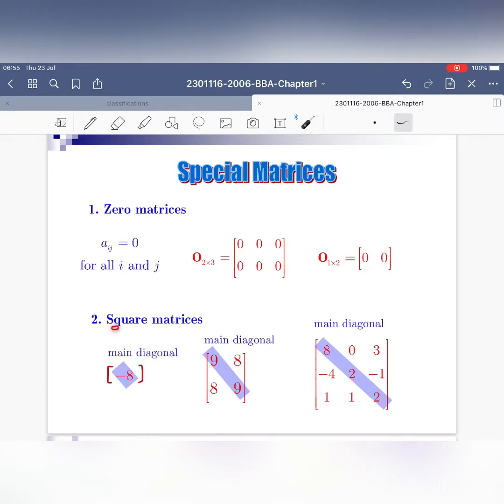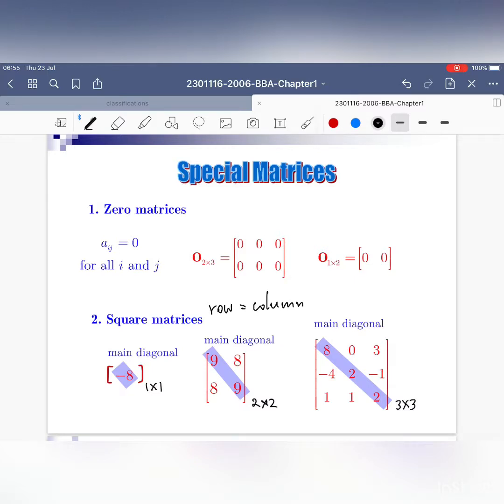Another one is a square matrix. A square matrix means that the number of rows and the number of columns are the same. For example, this one is a 1 by 1 matrix, this is a 2 by 2 matrix, and this one is a 3 by 3 matrix. So this is pretty straightforward, right?